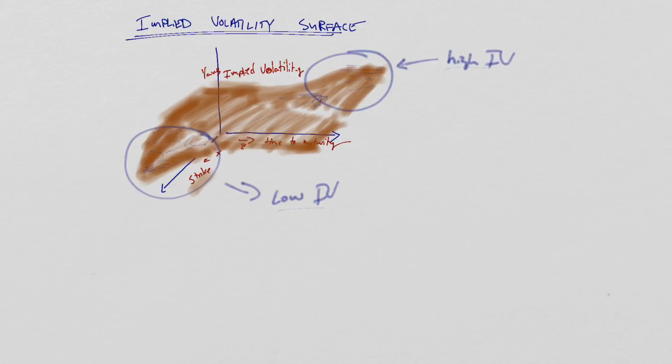But looking at an implied volatility surface can more often than not tell you about which options are overpriced and which ones are underpriced, which ones are a better value and which ones are not.